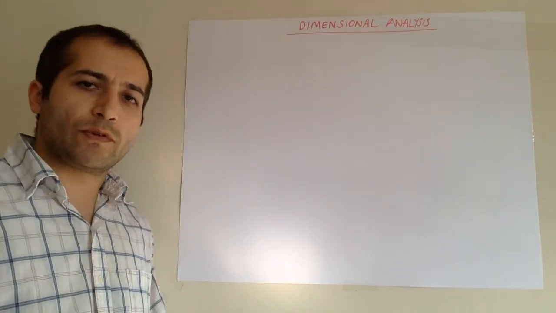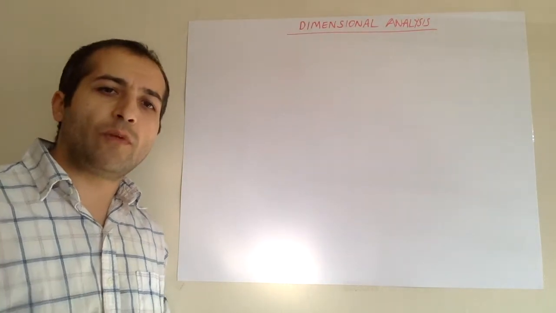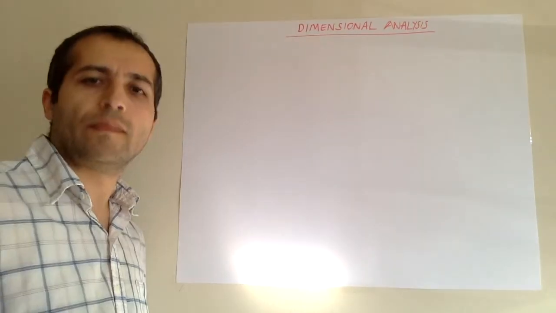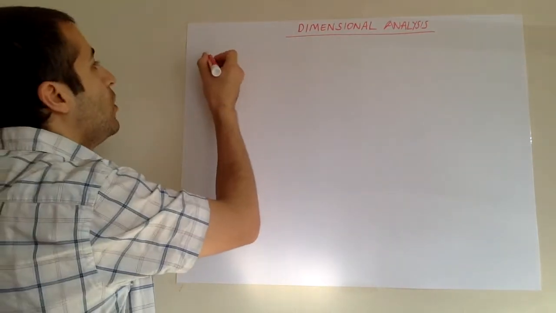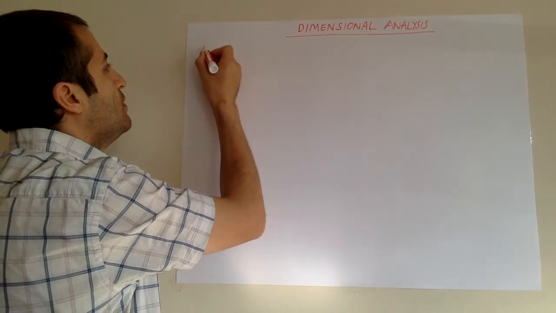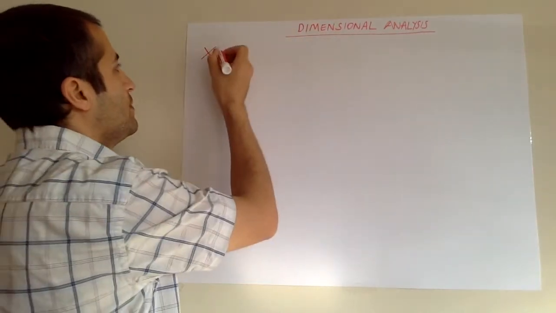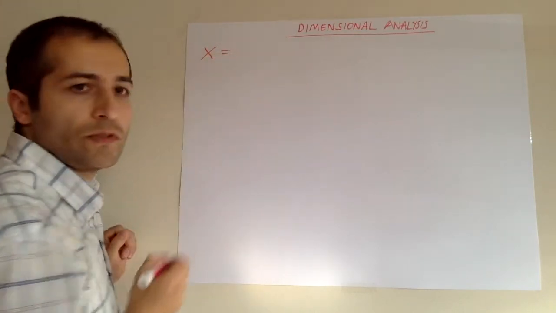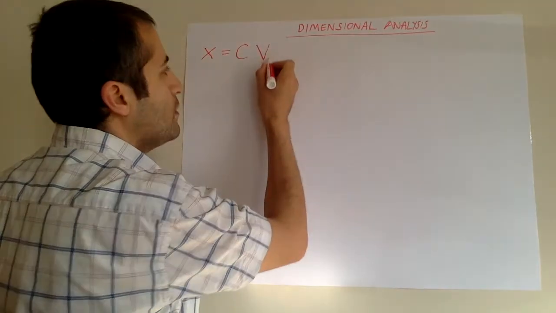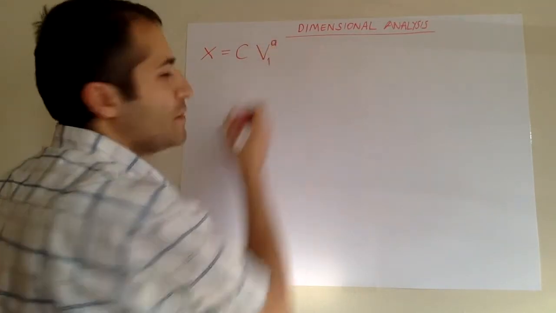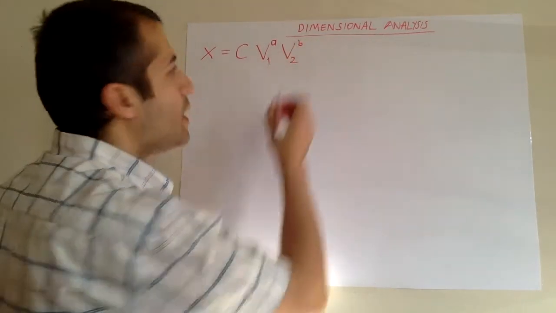So here's how it works. Assume that you have a physics problem and you want to predict a formula for this physics problem. And you write down the following. You have an equation on the left-hand side. You have the variable that you're interested in, which let's call x, is equal to some constant times variable 1 to the power a, variable 2 to the power b, and so on.